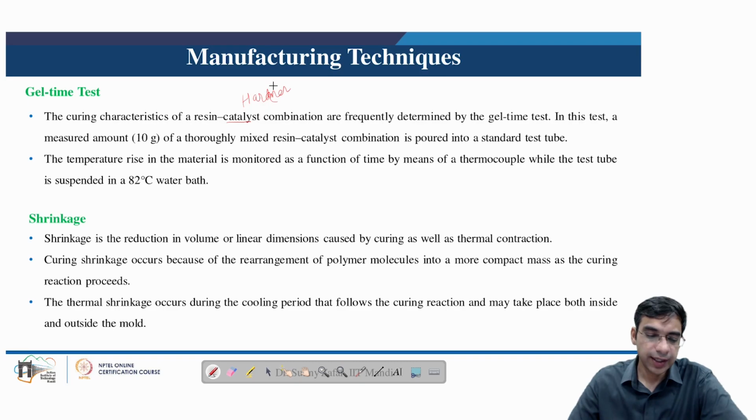So curing shrinkage occurs because of rearrangement of polymer molecules into a more compact mass during curing, as the curing reaction proceeds. The thermal shrinkage occurs during the cooling period that follows the curing reaction and may take place both inside or outside the mold.